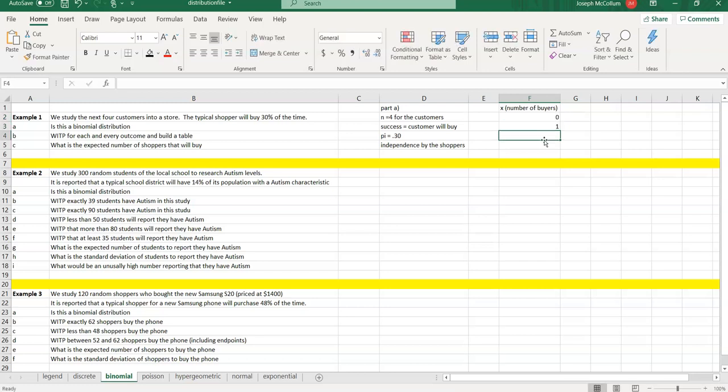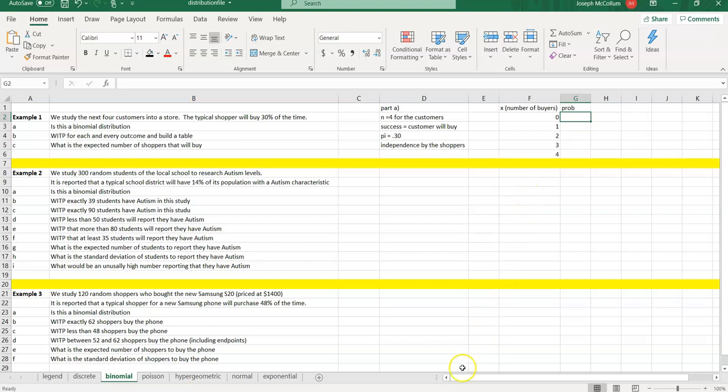1 of them buys the product. 2 of them buy the product. 3 of them buy the product. Or we get lucky and we go 4 for 4. All 4 customers buy the product. So we know what X is, the number of buyers. We have N. We have pi. These 3 pieces, N, pi, and X, are the key ingredients to how I will form the probability.